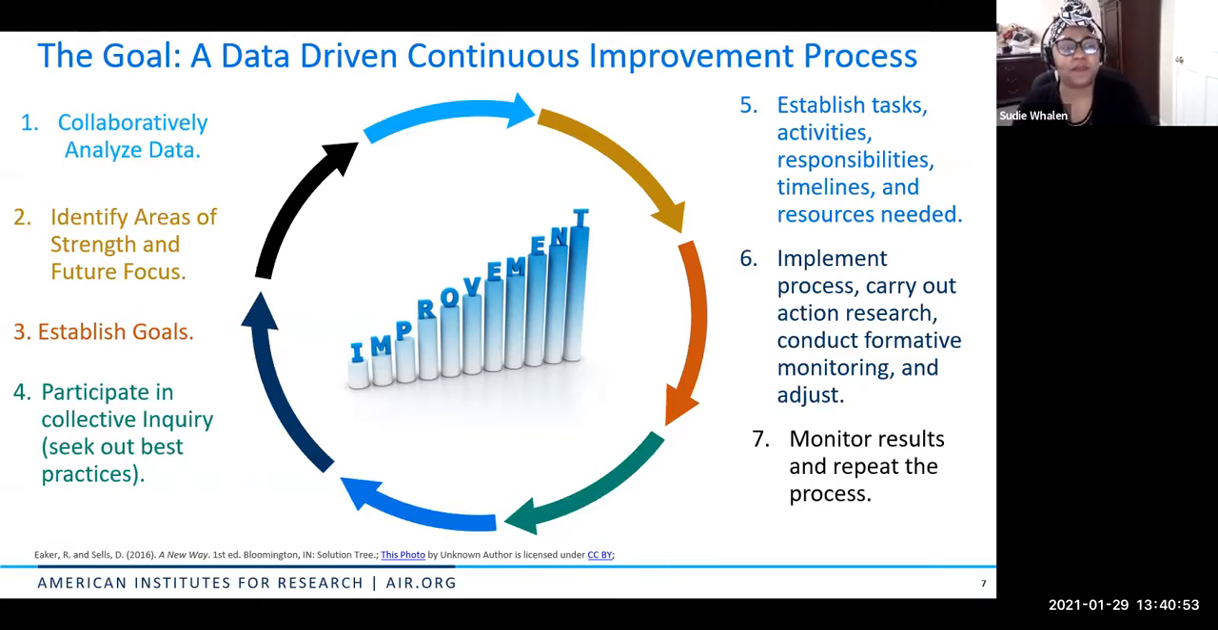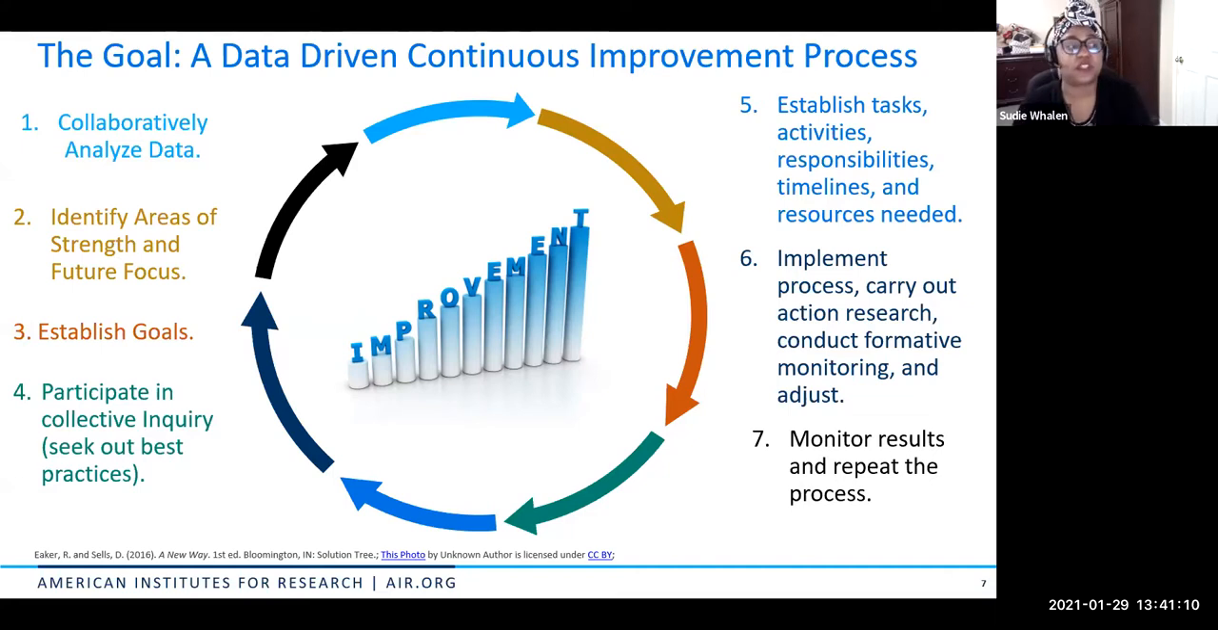We also then implement, process, carry out action research. This is basically an ongoing action research project where we're always looking at data, we're always looking at assessments, and then we're going back and implementing change. And then we look at how did that go? What were the results of that? And then we make adjustments based on those results.